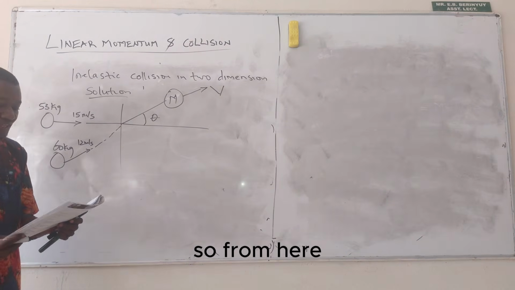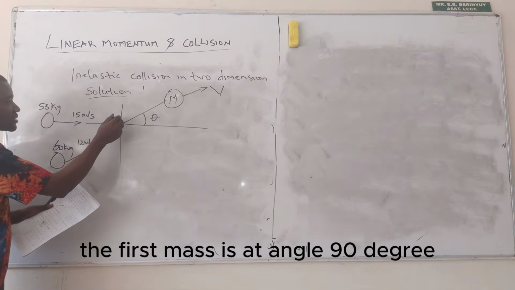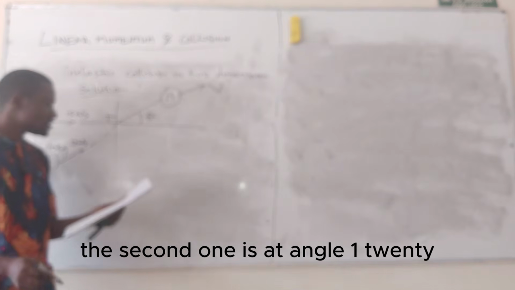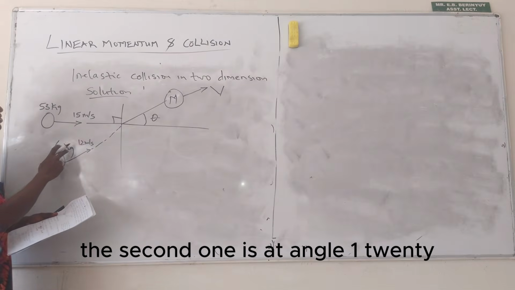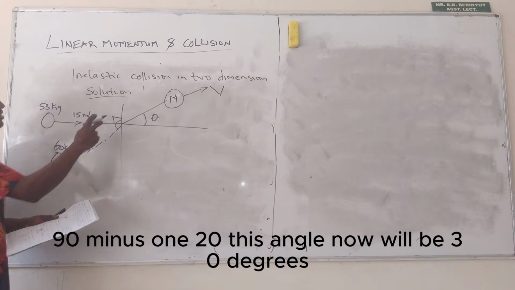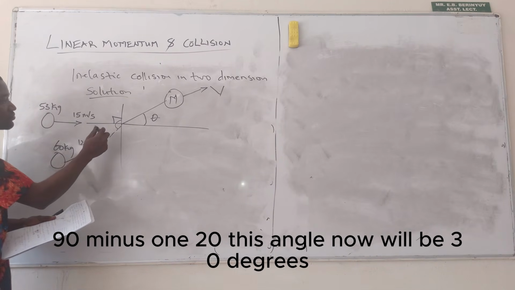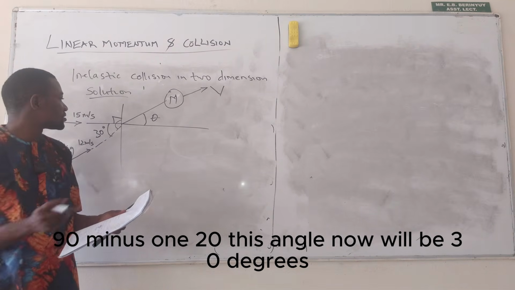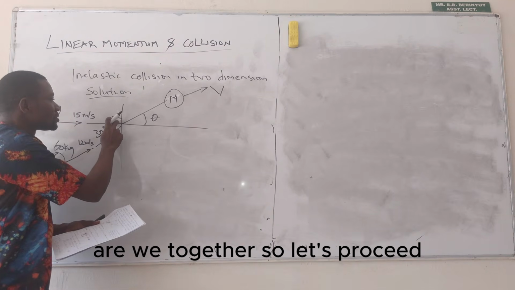So from here, the first mass is at angle 90 degrees. The second one is at angle 120. So from here to this point is 120. 120 minus 90, this angle now will be 30 degrees. Are we together? So let's proceed.